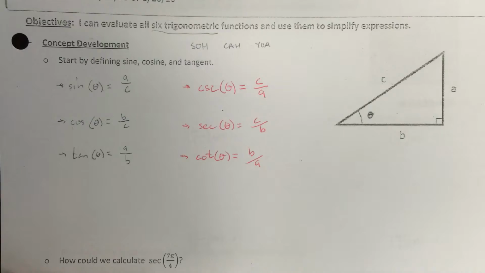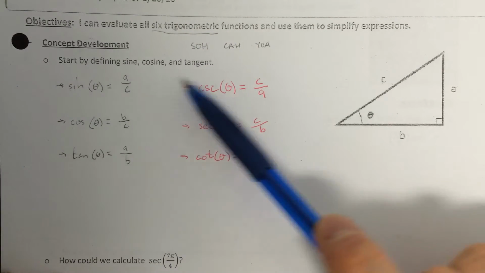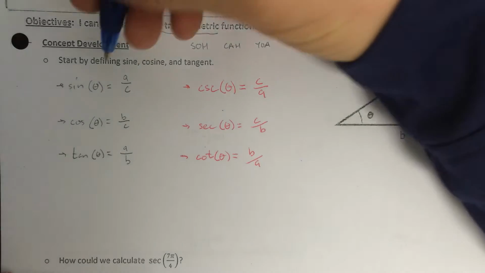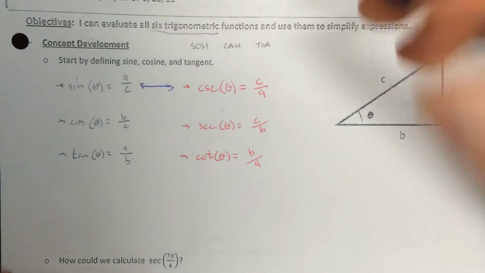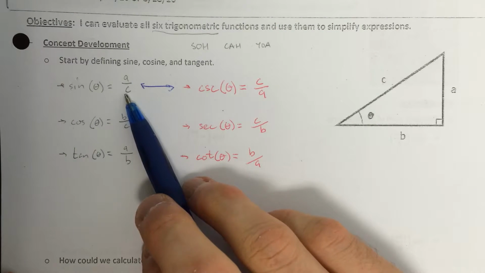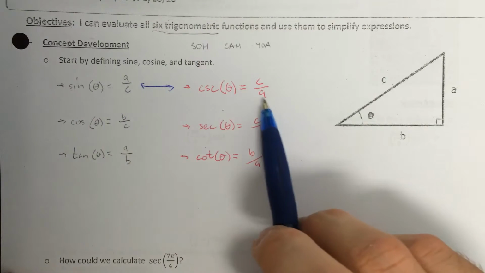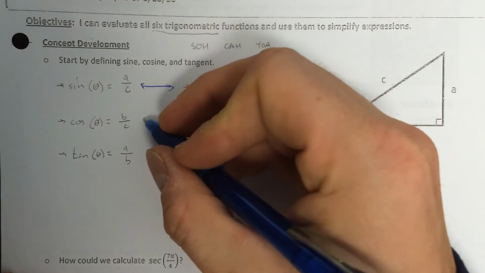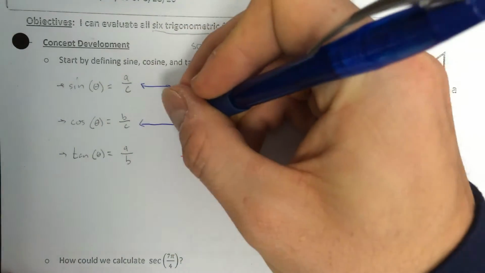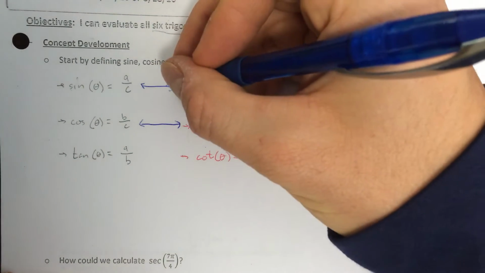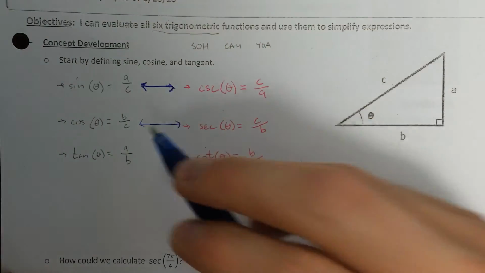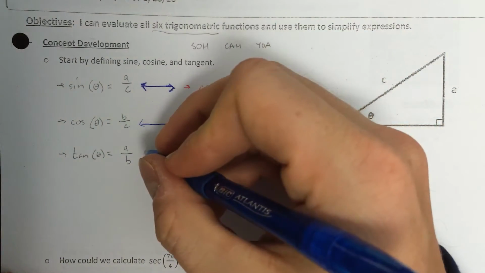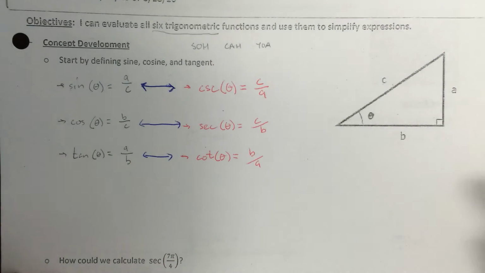Now in class, what we talked about is there's a reason I wrote these next to each other. In fact, if you look at sine and cosecant, these are related. If we can find sine, then cosecant is the reciprocal of sine. If we can find cosine, then secant is the reciprocal of cosine. A similar thing with tangent and cotangent. Okay.